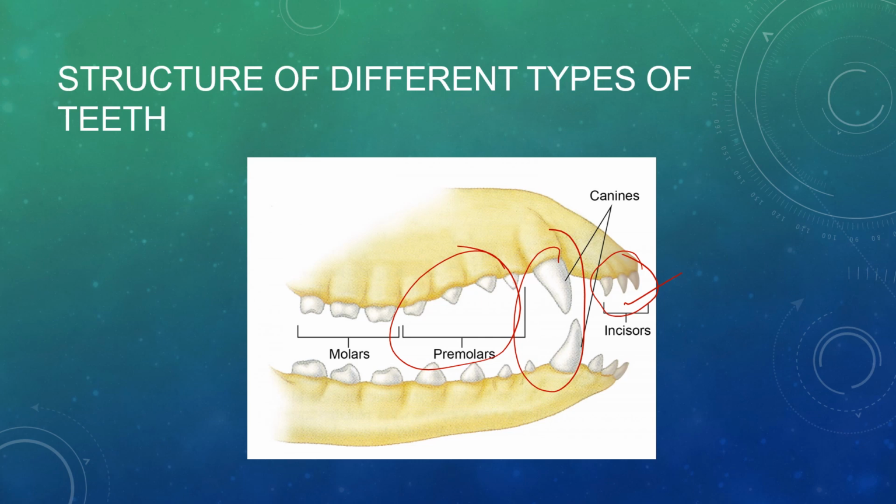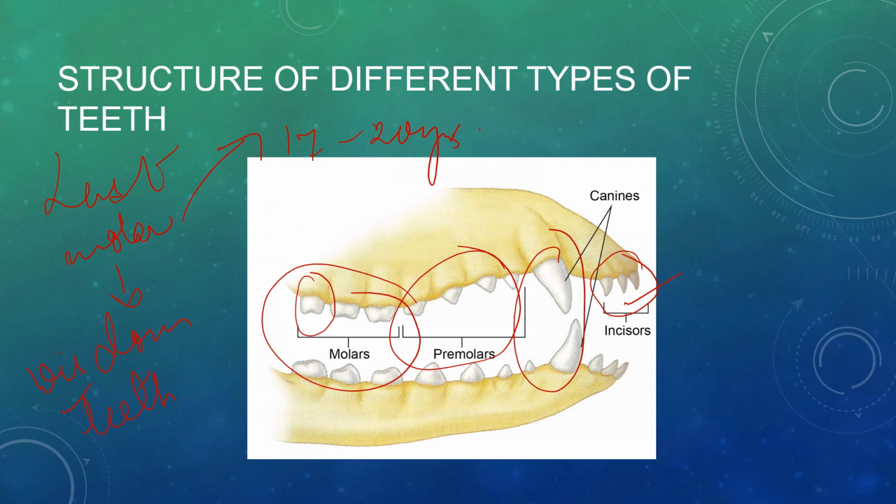Next to premolars we can see the molars. They are mainly for grinding and crushing, and the last molar of each jaw is called the wisdom tooth. Generally these wisdom teeth appear after the age of 17 to 20 years, which is the age when they appear.